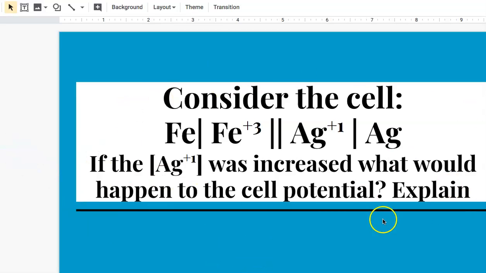Looking at this cell, if the concentration of silver ions was increased, what would happen to the cell potential? Again, pause. So, if the silver concentration was increased, if we're adding reactants, we generate more products, which will increase the cell potential.